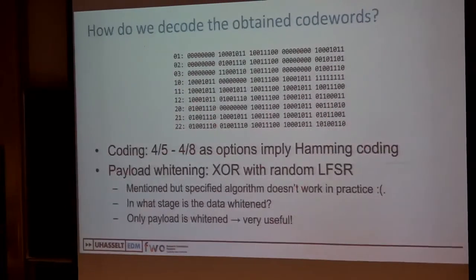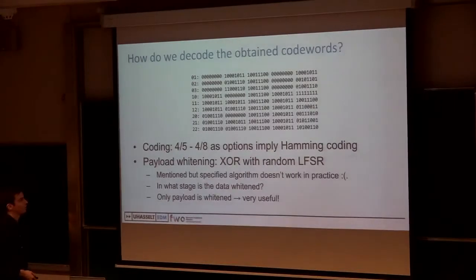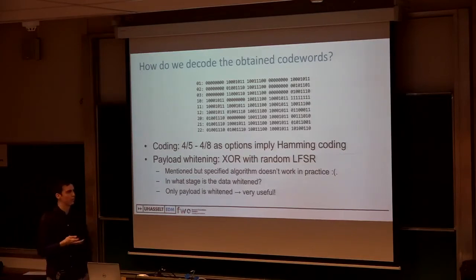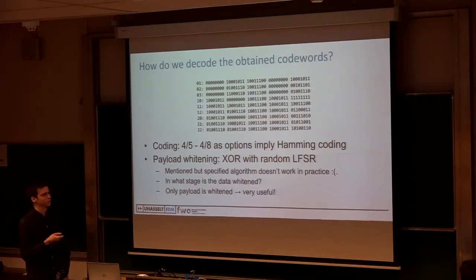All right. Now that we have reversed the interleaving and all the other aspects, there are still two more aspects to reverse, and that's the coding. Since we have 4/5 coding and 4/8 coding as options, that's already a strong indication that Hamming coding is probably used. But those of you who know about Hamming coding might notice something strange, because the indices of the bits don't really match up with standard Hamming coding. And also, it turns out the payload is whitened, so that means XORed with a random string, basically. This is to make the data more uniform. They mention the algorithm used for that in a datasheet, but this doesn't appear to work in practice.